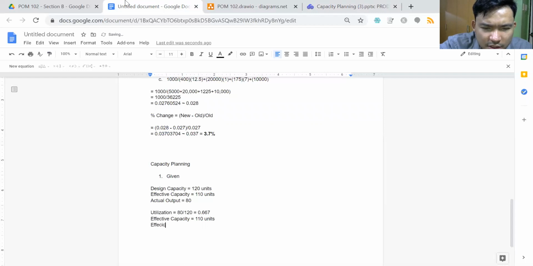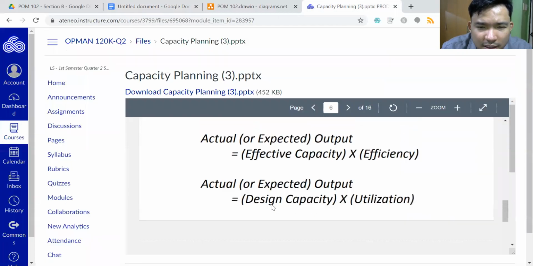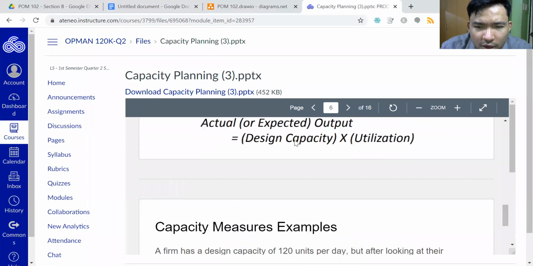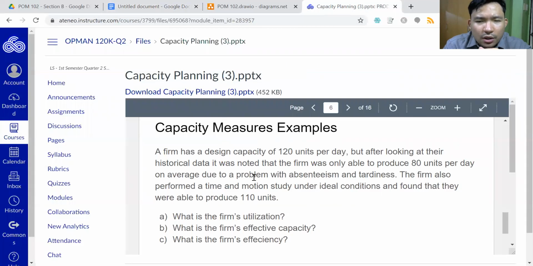Next we have efficiency. The formula for that is actual output over effective capacity. So actual output 80, effective capacity 110. That gives us 0.7272, so 0.73 roughly. Okay, so basically these are the answers for these two.